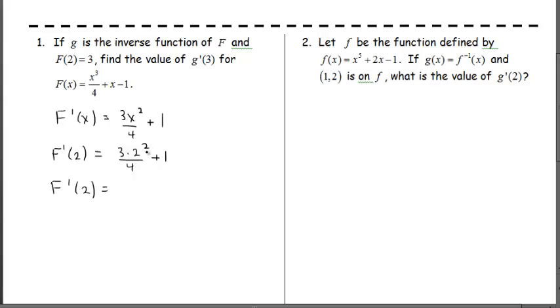Two squared is 4. 4 will divide with 4, so I'm left with 3. 3 plus 1, I'm going to have a slope of 4. That's on the f graph. So the reciprocal of 4 is 1/4. So my reciprocal slope is 1/4.